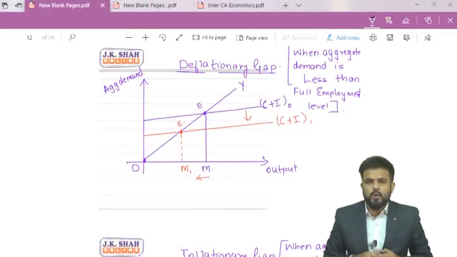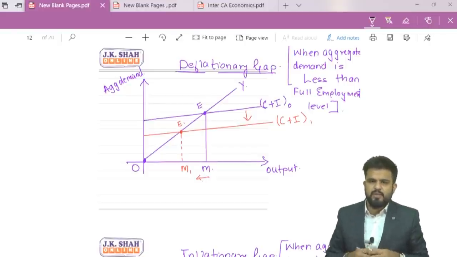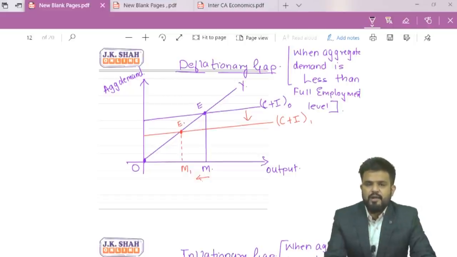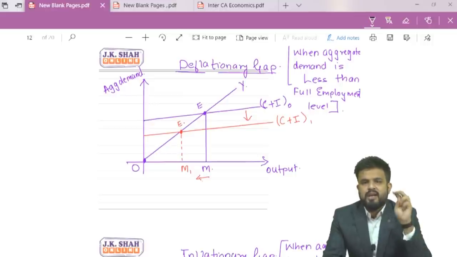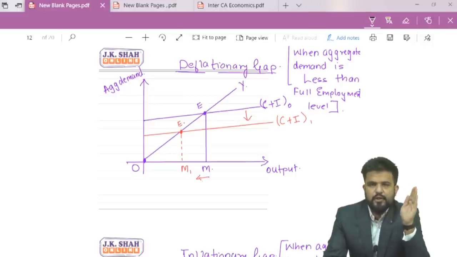Now moving to the next question, that is deflationary gap and inflationary gap. So this is newly added in your syllabus. In detail, we have already done it in our main lectures. Now quickly, we will revise. Now there are two diagrams, one for deflation, one for inflation. Now what is a deflationary situation? Deflation means fall in price. It's a starting point for recession.